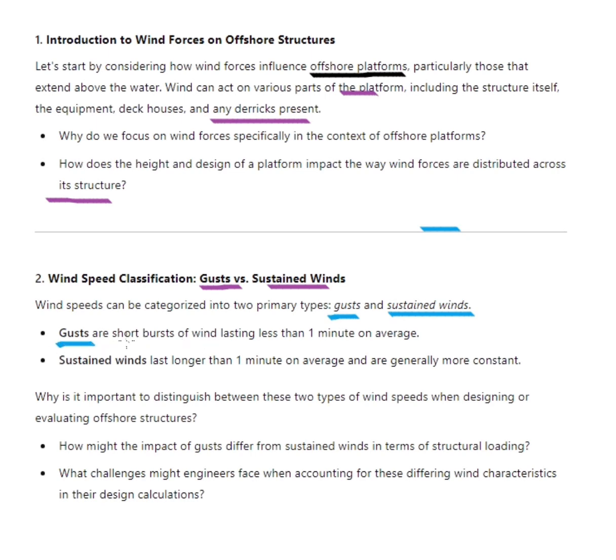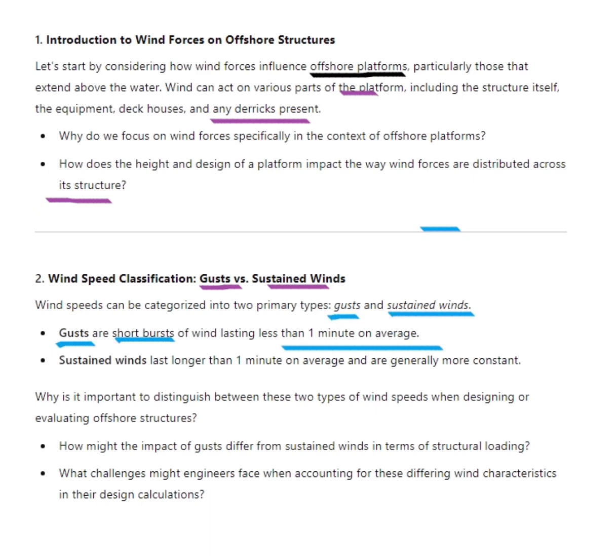Gust means short bursts of wind that usually last less than 1 minute on average. But sustained winds last longer than 1 minute on average and are generally more constant. So you can understand the difference between these two. Sustained wind is generally more constant and lasts longer than 1 minute, but gust lasts less than 1 minute on average.